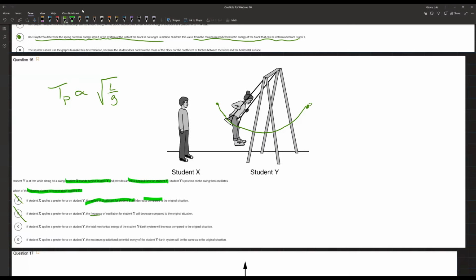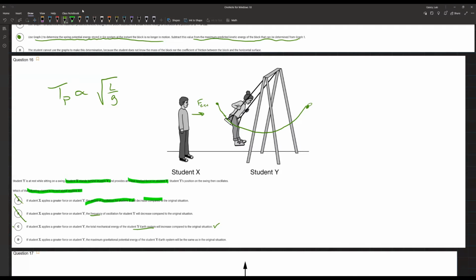If student X applies a greater force on student Y, the total mechanical energy of the student Y-Earth system will increase compared to the original. This sounds true. Here, they're defining the system as just the student and the Earth. So when this guy pushes, that's an external force, and it's going to do work on the system, changing the mechanical energy of the system. So I think C is pretty good.